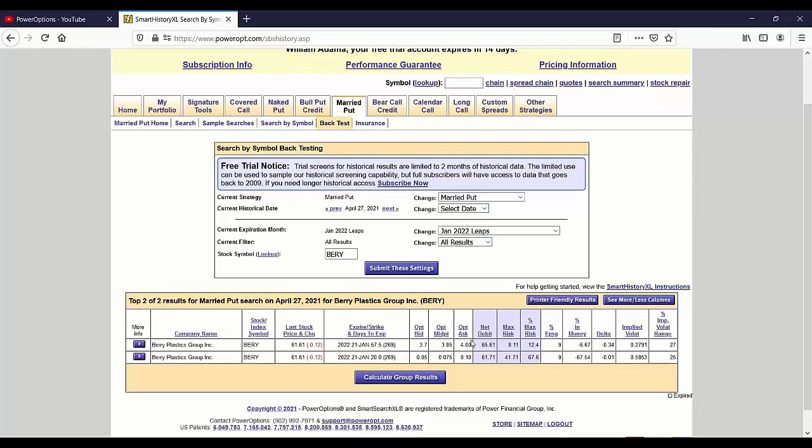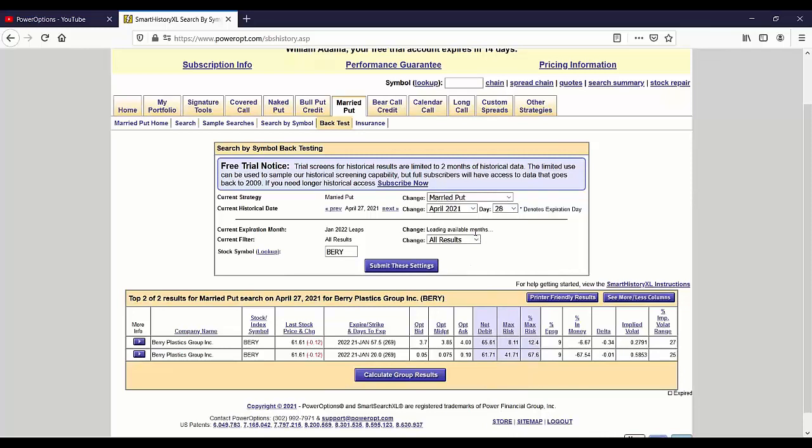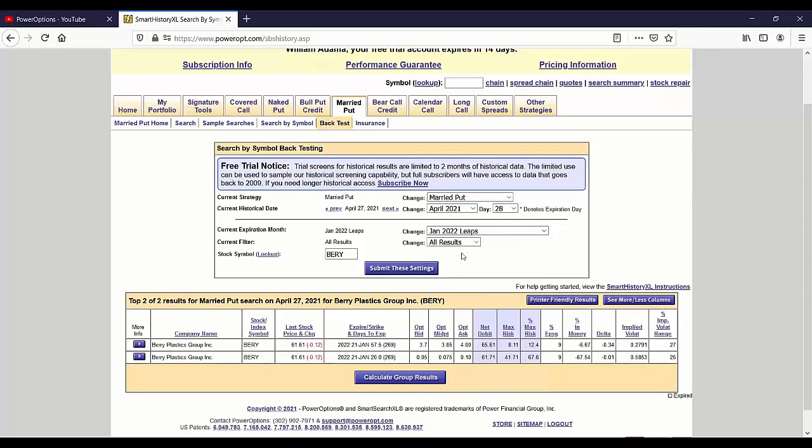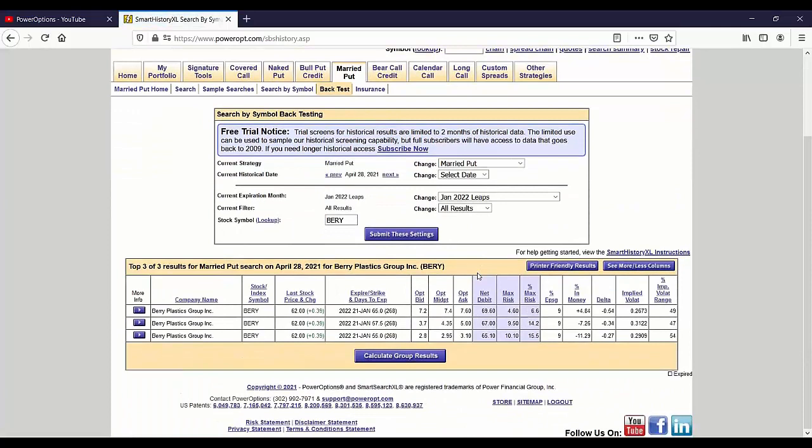And let's see here. It doesn't give me the ones that I would use in this case. That's interesting. Maybe let's go to April 28th, see if that helps. Long story short, I did have the ones I wanted. I want January, and I want all results. There we go, that's a little bit better. So here's BERY at 62, and the January 65 put is what we would likely have used in this case. It's only a risk of 6.6%, midpoint of 740, and that's for 268 days out in time.